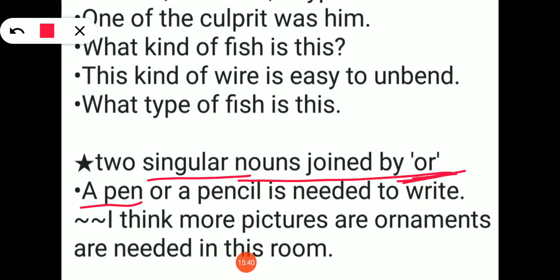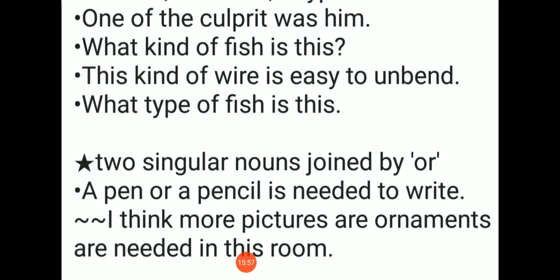A pen is a singular noun. A pencil is a singular noun. It is joined by the conjunction or. Here what do we have to use? We have to use a singular verb. So what is the verb here? Is is the verb here. I am just giving one example for you. As it is not possible to give many examples in the video class, I am just giving one example.